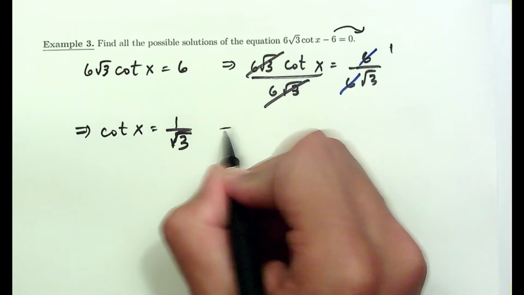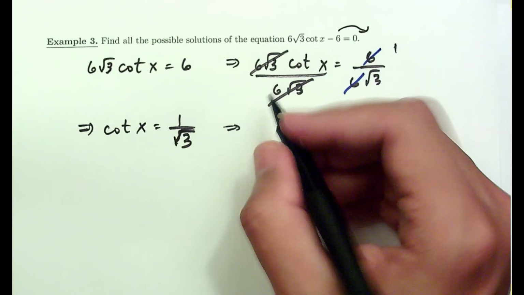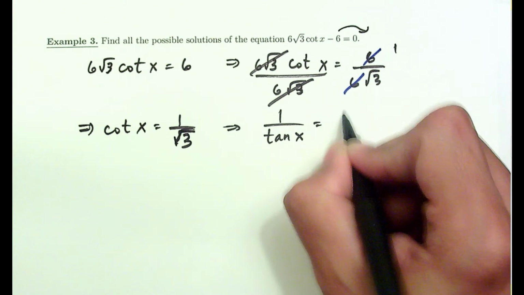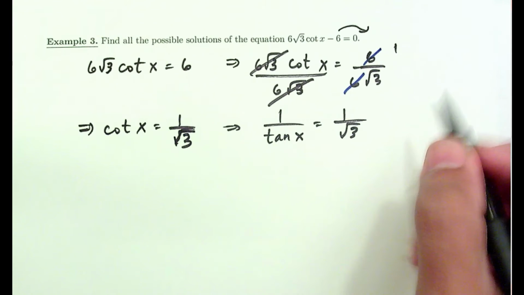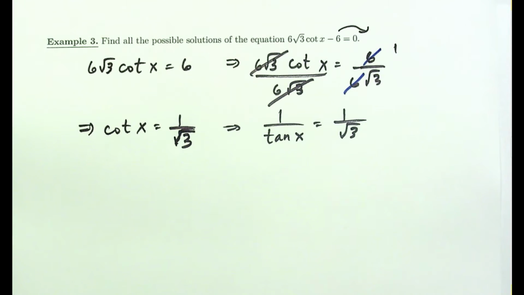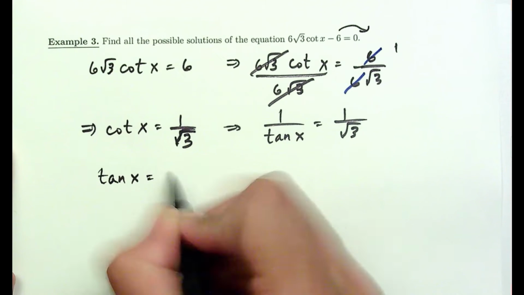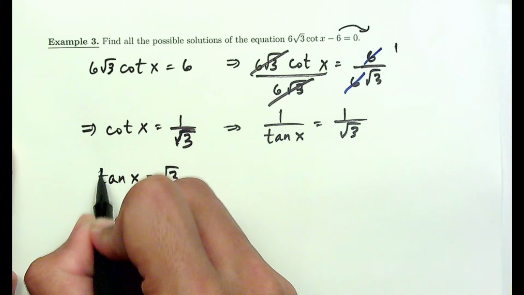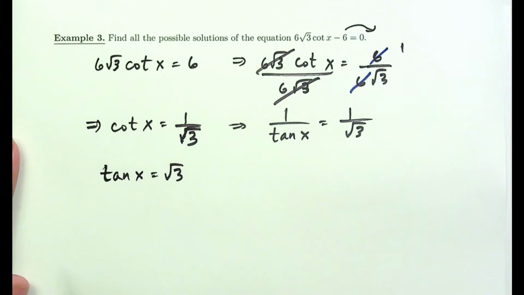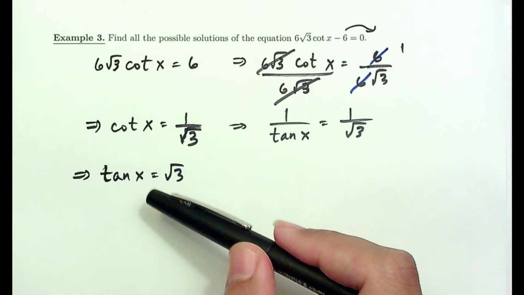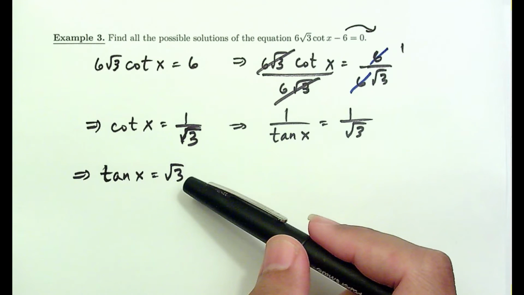Okay, now we're going to rewrite this in terms of tangent only. So this is going to be 1 over tangent of x equals 1 over square root of 3. And now if you flip both sides of this equation, you will get tangent of x equals square root of 3. That's what we would get. Okay, so that's easier. This equation is definitely easier than that.